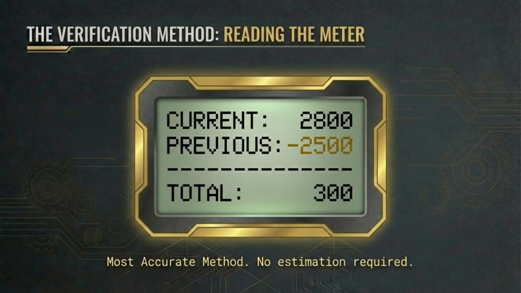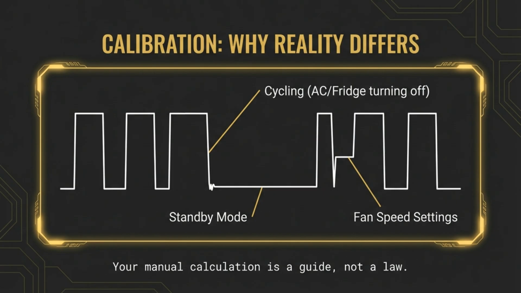The verification method, reading the meter, is the most accurate. Subtract the previous meter reading from the current one to find the total units used, with no estimation required. Reality often differs due to factors like cycling appliances, standby mode, and fan speed settings. Your manual calculation should be seen as a guide, not a precise law.